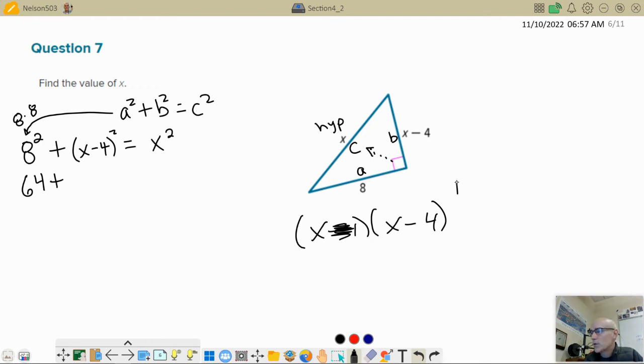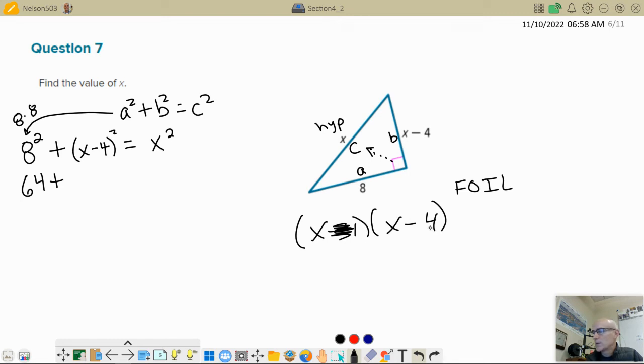Now, some people may have learned something called FOIL. FOIL is a way to remember to distribute this term times both of these and this term over here times both of these. So let me show you what that means. First, I'm going to take the first times the first over here. And then I'm going to do the outside, so the outsides multiply together. That's what the O stands for. So the F stands for the firsts, the O stands for the outsides, the I stands for the insides. So here are the insides. And then the L stands for the last.